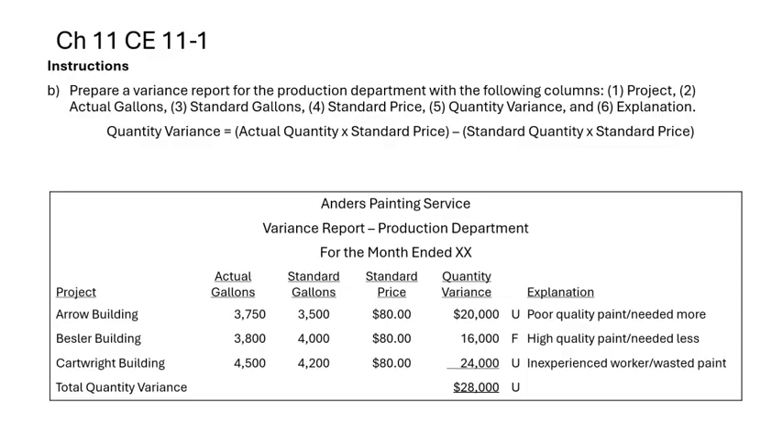And finally, the Cartwright Building, they used 4,500 gallons. The standard was 4,200, so we used 300 gallons more. At $80 a gallon, it's $24,000 unfavorable. And the explanation is that it's an inexperienced worker and we wasted paint. And then the total is $28,000 unfavorable for the quantity variance. And again, if you took the sum of the quantity variance and the price variance, it would give you the total variance that we saw earlier.